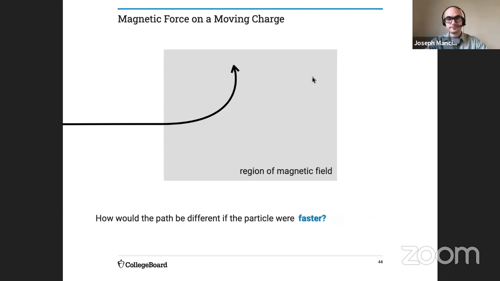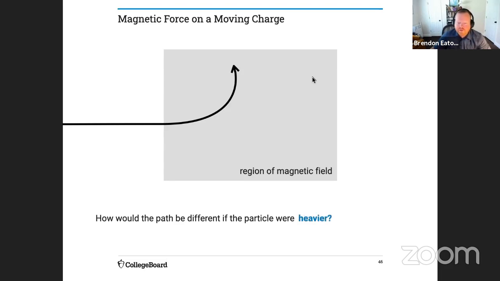How about this one? What if it was moving faster? So take a look at what you wrote down. It was probably R equals mv over qB. If v is larger, what needs to happen to the radius of the circle? If you answered larger, that is correct. What about slower? Well, that would just be the opposite. If it's moving slower, you would have a smaller radius.